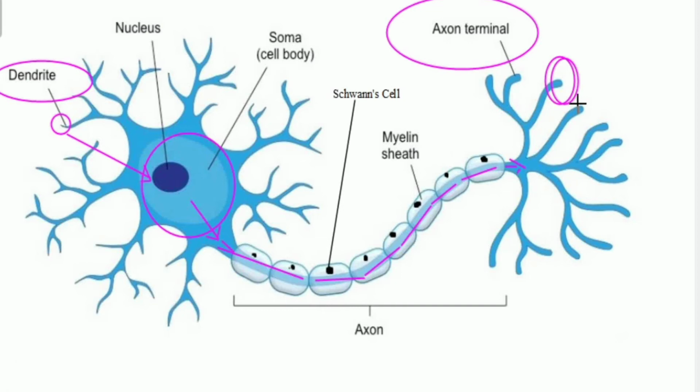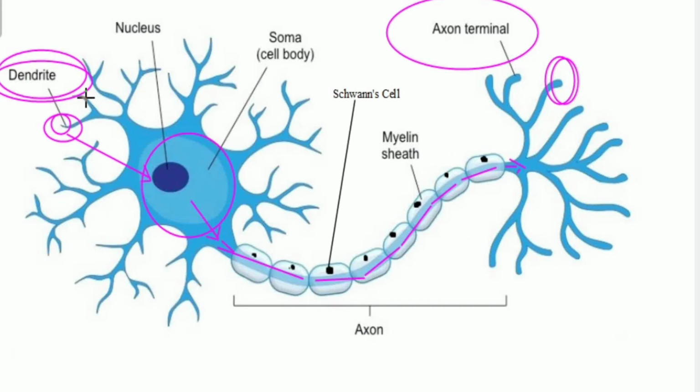When the chemical is released, it is collected by the dendrite of another neuron, and again it gets converted into an electrochemical impulse. The message, in the form of an electrochemical impulse, moves from one neuron to another, from the second neuron to the third neuron, and so on, and finally via the spinal cord it moves towards the brain.